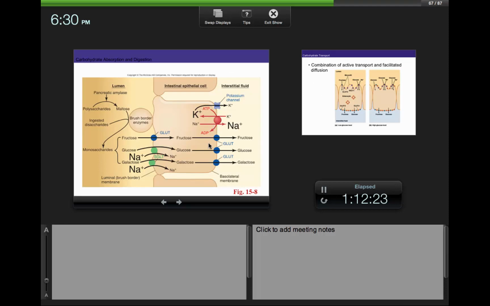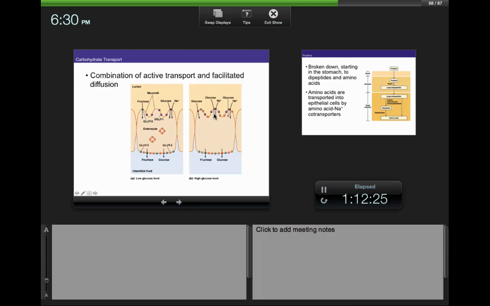Now, it is interesting to note that there is a difference in the expression levels, whether we're talking about low glucose or high glucose. So you can definitely see an increase in GLUT2 and GLUT5, those transporters that mediate facilitated diffusion.